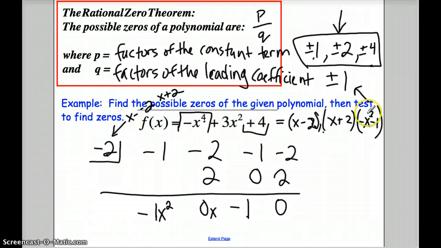Negative x squared minus 1. Okay, so I've got 2 common factors. I've got 2 solutions, 2 and negative 2. And now I want to check for this last one. This one is a quadratic, so now we go back to the basics. We can use the quadratic formula.